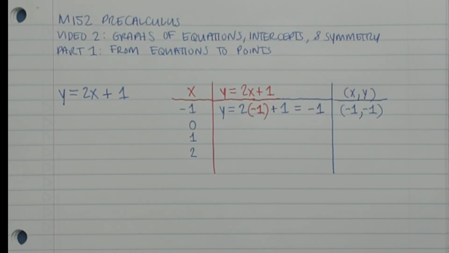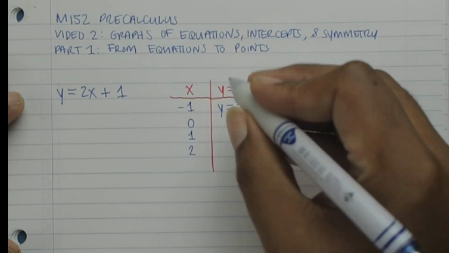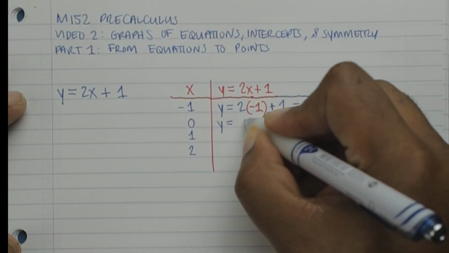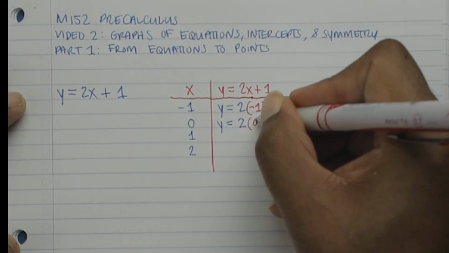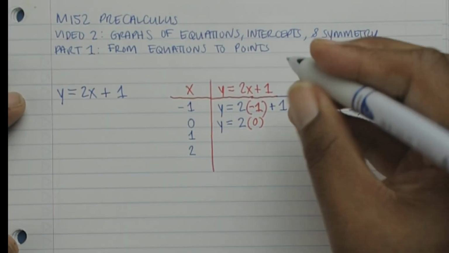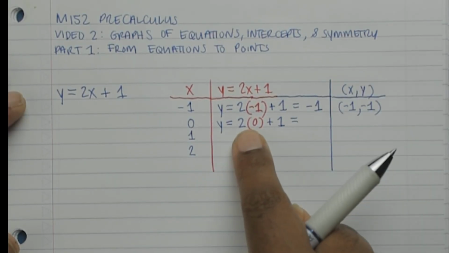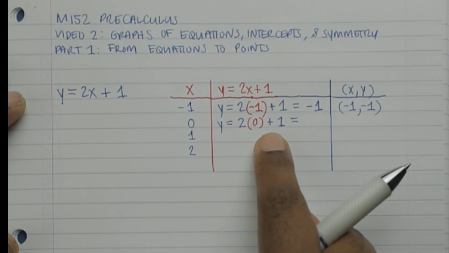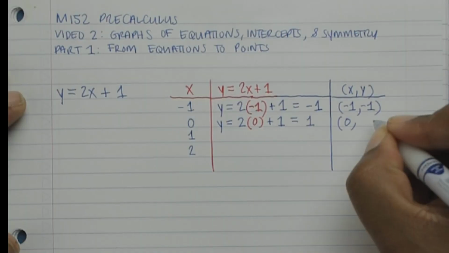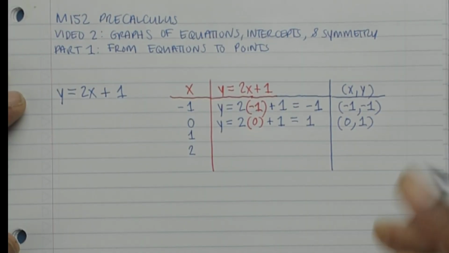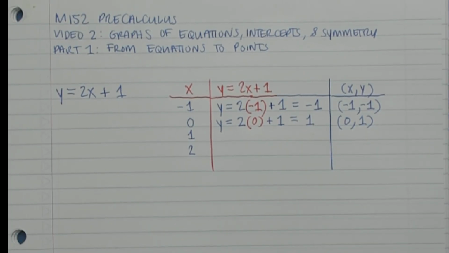When x changes, so does y. Doing the same thing, we substitute: y equals 2 times (0) plus 1. 2 times 0 is 0, plus 1 is just going to give us a positive 1. So this tells us that that point is located at 0, 1. So our next position is 0, 1.